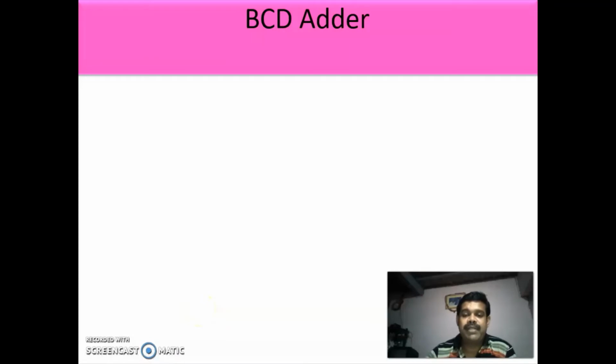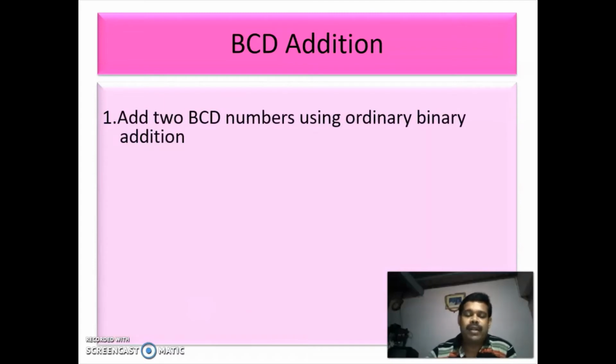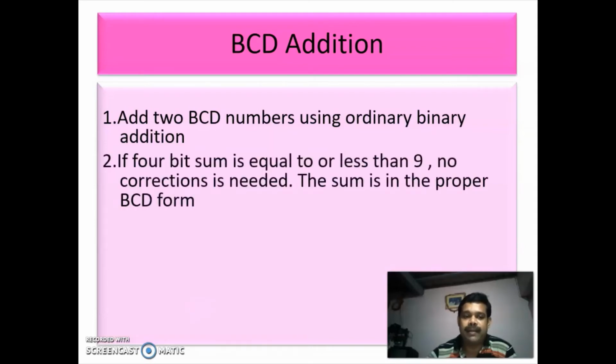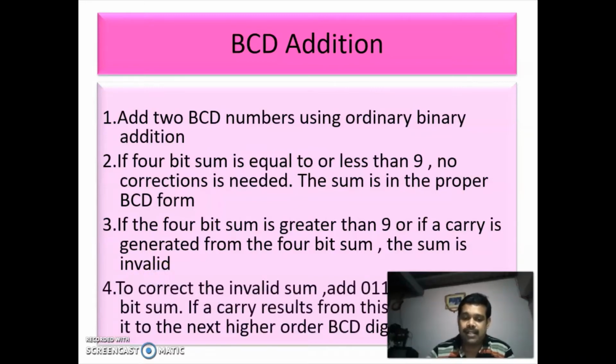Next we are going to see the BCD adder. In BCD addition, first we will add two BCD numbers using ordinary binary addition. Then we will check the 4-bit sum that we are getting. If that 4-bit sum is less than or equal to 9, no correction is needed. The sum is in the proper BCD form. If the 4-bit sum is greater than 9 or if a carry is generated from the 4-bit sum, the sum is invalid. In order to make this sum valid, we have to add a 6.